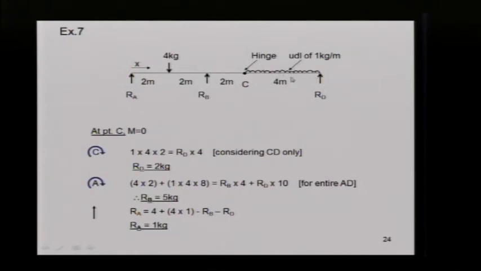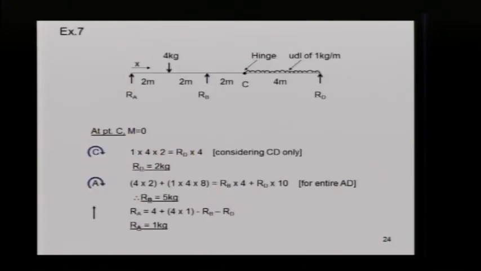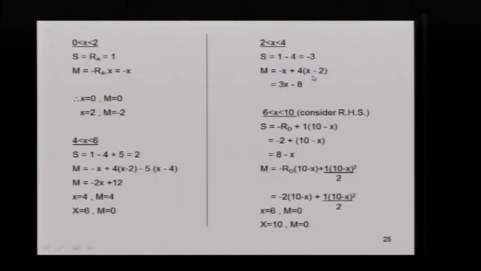So the positive contribution will be 1 into 10 minus x. And of course, this one will contribute negatively because that is a right up force, only right down forces contribute to positive shear. So that will be minus RD, right? So minus RD plus 1 into 10 minus x. Now, where the moment is concerned, this RD will contribute to negative moment because it is causing the beam to bend upwards like this. So that is minus RD times 10 minus x.